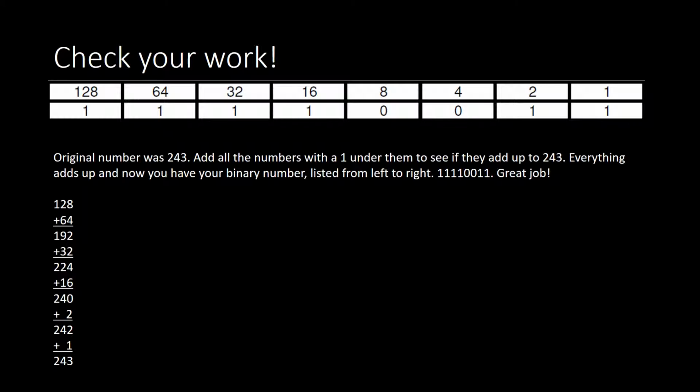If we add all of the top numbers together that have a 1 under them, they should add up to 243. So 128 plus 64 plus 32 plus 16, we have to skip 8. We have to skip 4 because there are zeros under them. Plus 2 and plus 1 is 243. Now go ahead and practice this with some other numbers. And then when you add it up and you see that it adds up to the original number, you'll know that your number is correct.